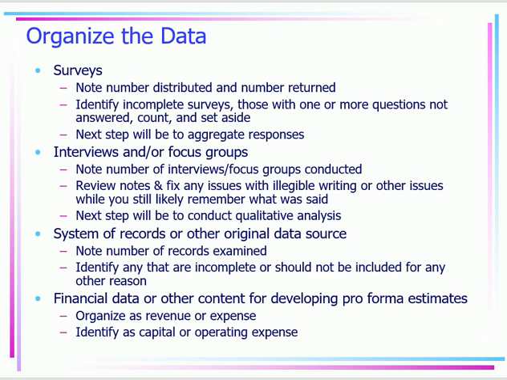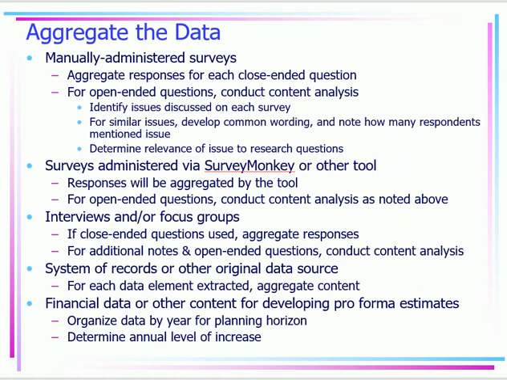For a system of records or other original data source, note the number of records examined and identify any that are incomplete and should not be included. For financial data or other content for pro forma estimates, organize as revenue and expenses, and identify as capital or operating. You're also going to have to identify your assumptions as to where that data came from or how that data came to be created. So assumptions are going to be necessary. Then you aggregate the data.